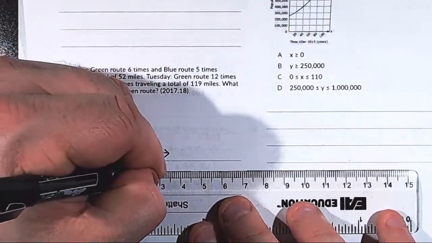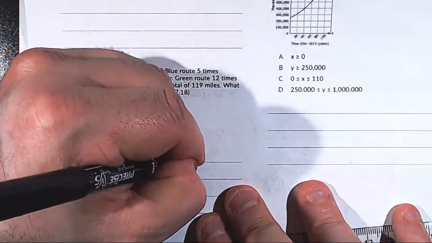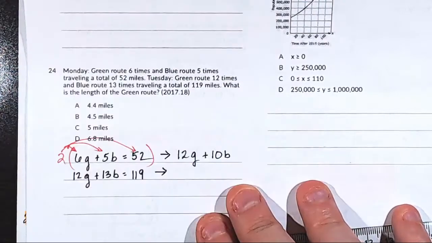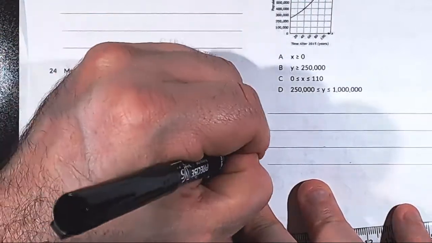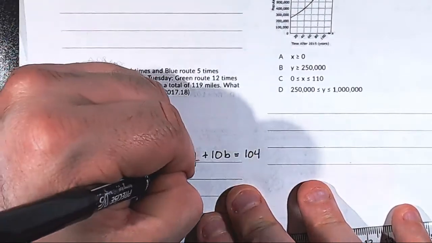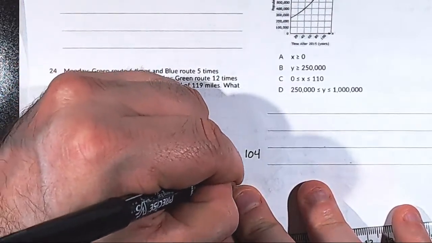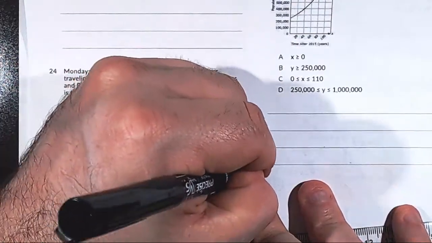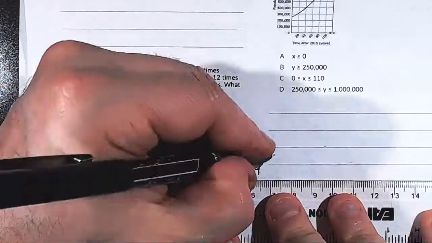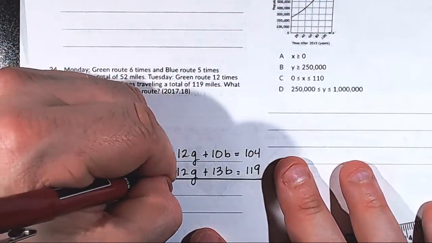So let me just rewrite those two. That would be 12g plus 10b equals 104. And underneath it, I've got 12g plus 13b equals 119. All right, and now we're going to solve using elimination by subtraction. So we're actually going to subtract these.